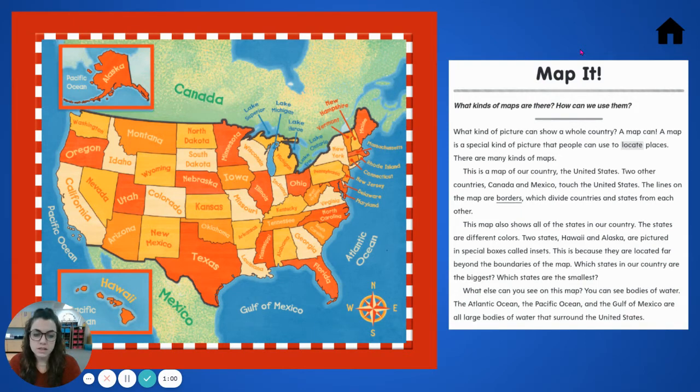Which states in our country are the biggest? Which states are the smallest? What else can you see on this map? You can see bodies of water. The Atlantic Ocean, the Pacific Ocean, and the Gulf of Mexico are all large bodies of water that surround the United States.